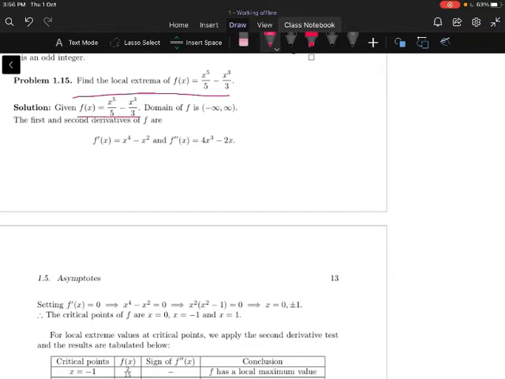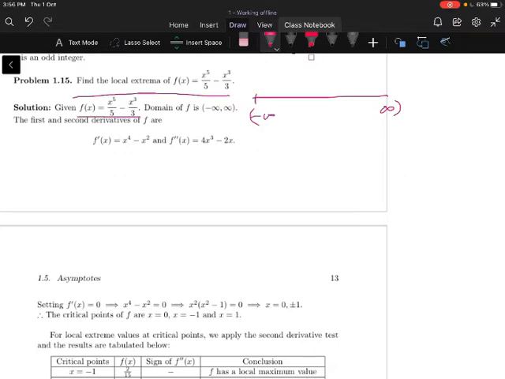So let us take the given function f of x equal to x to the power of 5 by 5 minus x cube by 3. Let us find the domain of this function. This function is defined everywhere on the whole real line. Therefore the domain of this function is the open interval minus infinity to plus infinity.